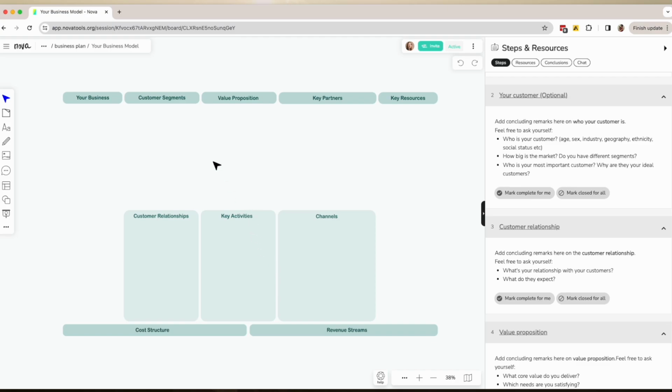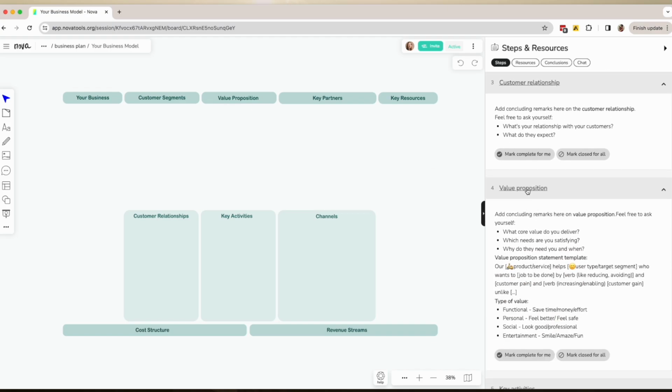2. Prepare your canvas. You can either use a large physical poster or an online tool designed for creating a business model canvas. The canvas is divided into 9 key segments. You will have to think about each segment.